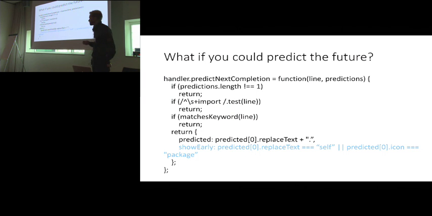And this is not something you always want to do. So you want to have a parameter that says, do I want to show this early or do I not? For Python, you probably want to do it for self, but if it's just some random local variable that's a string, then you probably don't want to do it. So we can say, hey, let's only do it for self, or if the prediction is a package, if it's a module. And otherwise, we're not going to show it early, but just use it for precaching.